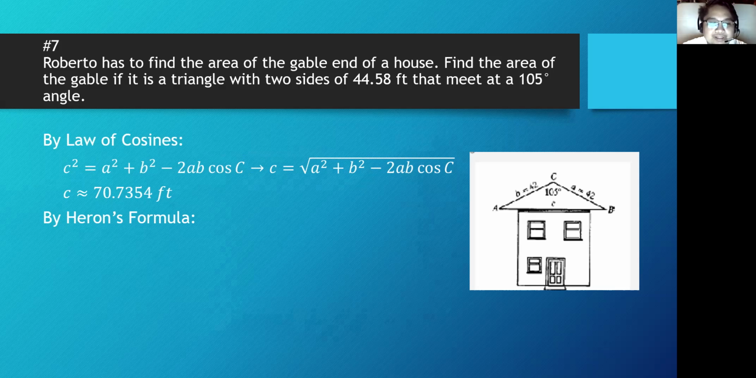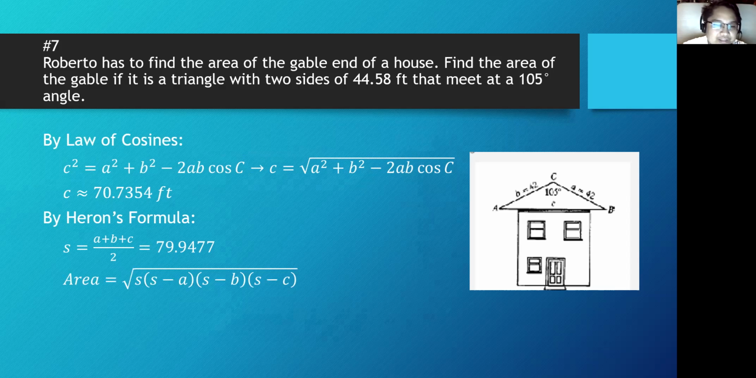So knowing that this is an isosceles triangle, we can use Heron's formula in order to directly get the area. From s equals a plus b plus c over 2, you can get the value of 79.9477. And then another equation for the area, which is the square root of s times s minus a times s minus b times s minus c. Substituting all the values, we can get the area, approximately 959.8289 feet squared.